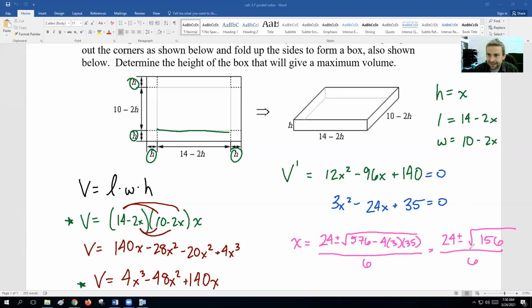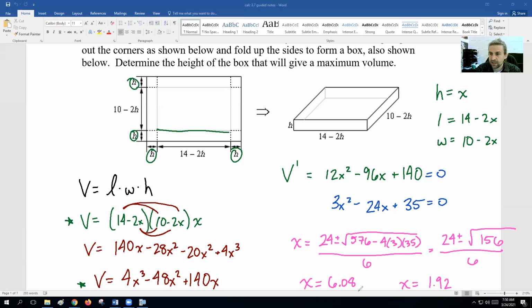We could break this down and get an exact answer, but let's just get the 2 decimal approximations here. So what's 24 plus the square root of 156? That's about 36.6, and we divide that by 6, and we get 6.08. We get a little bit more, but that's what we get. We also need to do 24 minus the square root of 156 and divide that by 6. That we get 1.92. All right, so we have 2 answers here.